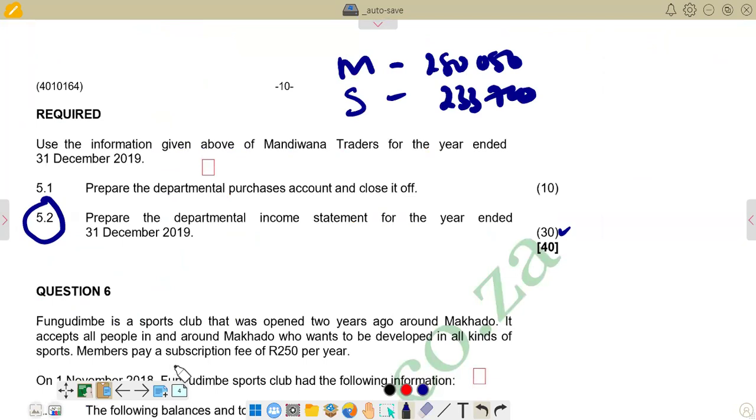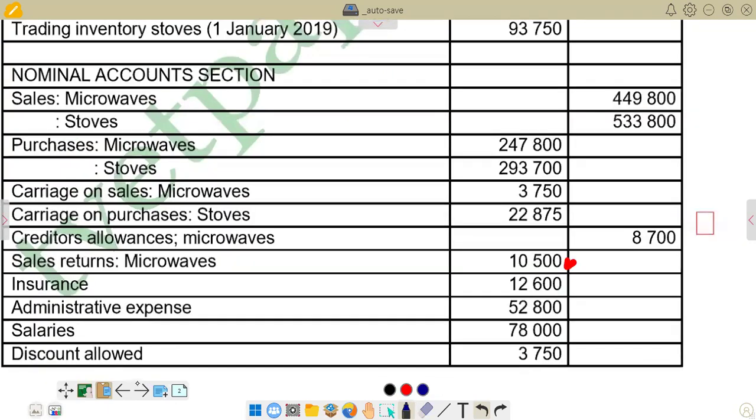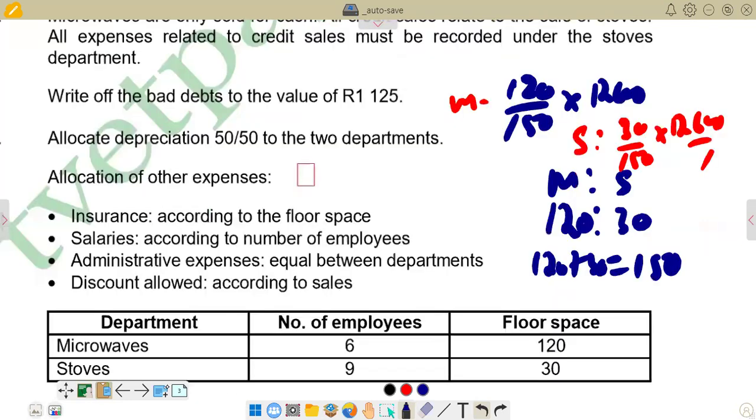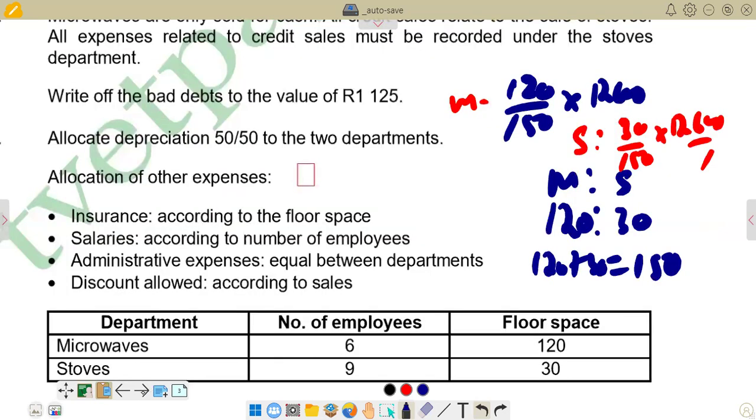On the next item, after insurance, we've got administrative expenses, which is 52,800. So I'll go again and check on the allocation of administrative expenses. It's saying equal between departments, so it's just going to divide by 2. What we are going to do is take the figure that we are given, 52,800, divided by 2, and then we share equally. So we go to the other section.